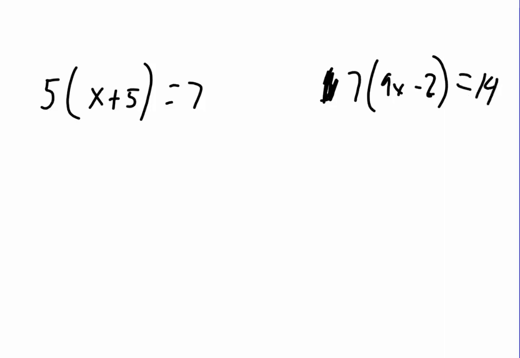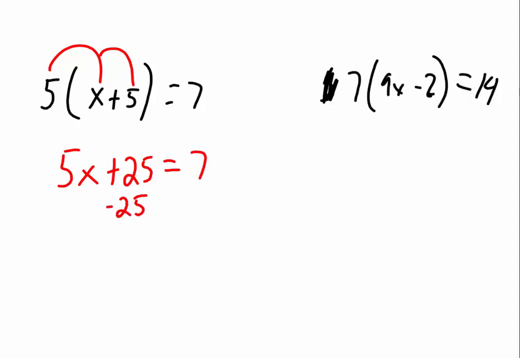Okay, so on this one here, I can distribute this 5 inside the parentheses to end up with 5x plus 25, and I still have equals 7. And now this is just a normal two-step equation. I'm going to subtract 25 from both sides. Notice I kind of grew out of making my line through my equals. If you want to continue making your line through the equals, go right ahead, but that's up to you.